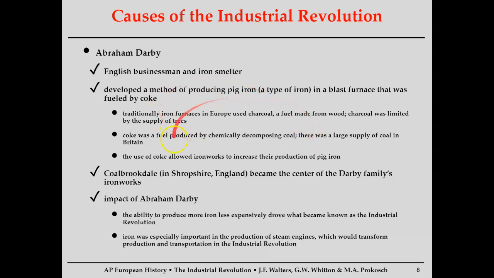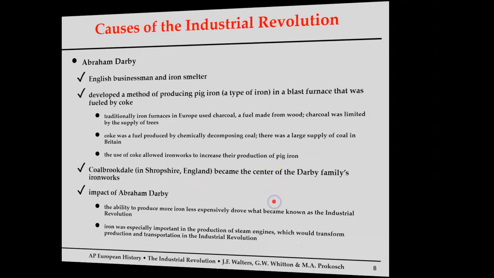So this entire process really does change the way they make iron. If you can produce more things cheaply, that means it's going to drive down the prices and it can be used much more extensively. So hugely important, especially for the production of the steam engine. All right, next.